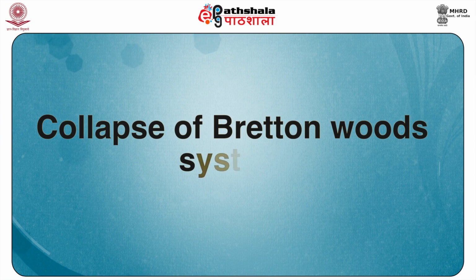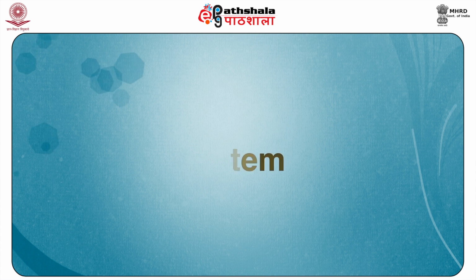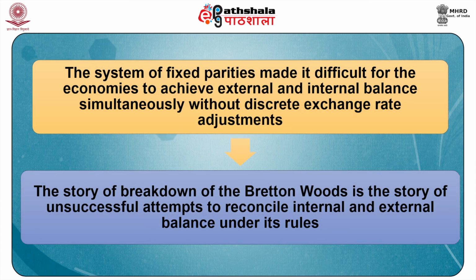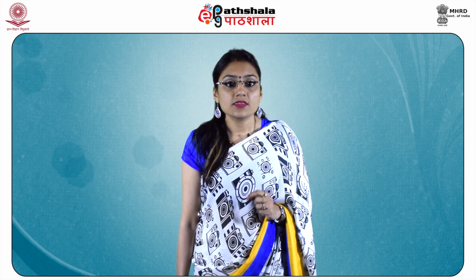Let us now discuss the collapse of the Bretton Woods system. The system of fixed parities made it difficult for economies to achieve external and internal balance simultaneously without discrete exchange rate adjustments. The story of the breakdown of Bretton Woods is the story of unsuccessful attempts to reconcile the internal and external balance under its rules.